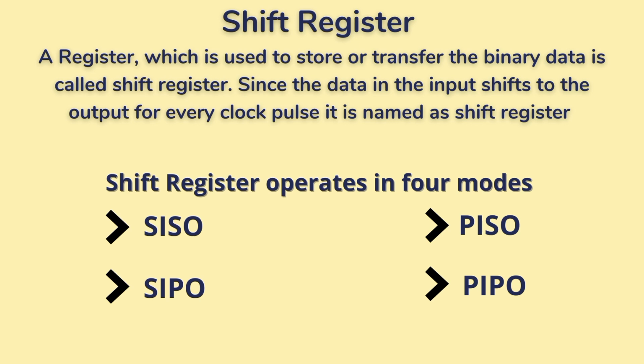A register which is used to store or transfer binary data is called a shift register. It is named a shift register because it shifts or transfers input to output for each clock pulse. Generally, shift registers operate in four modes. The first one is SISO, serial input, serial output. The next one is SIPO, serial input and parallel output. The third one is PISO, parallel input and serial output. And the final one is PIPO, which is parallel input and parallel output.